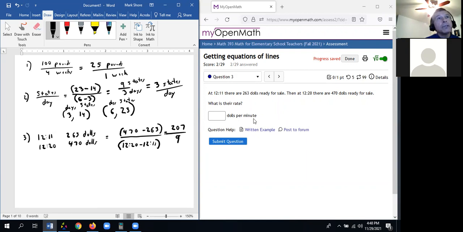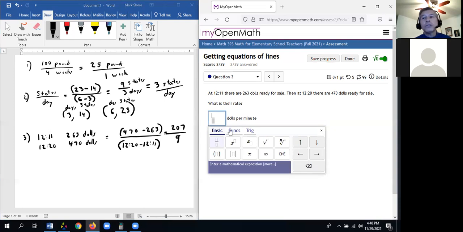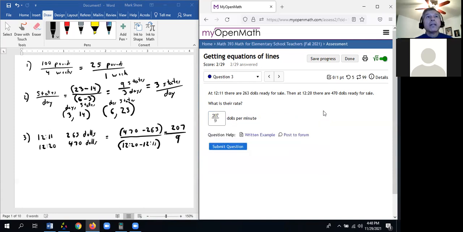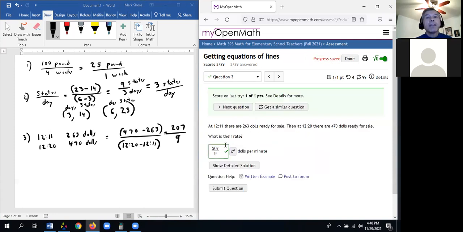Actually, this one doesn't say reduce the fractions. We could reduce the fractions and it wouldn't hurt, but since it doesn't say it, I think we might be okay to just go ahead and type it in. Let's try it not reduced and see if we still get it. 207 over 9. And let's see. Yep, this one didn't say it had to be reduced fractions, so I got it.